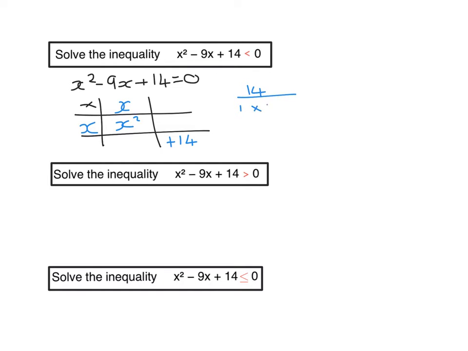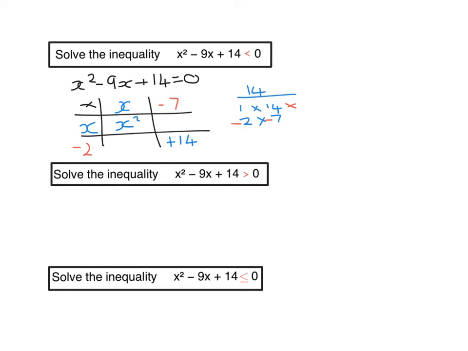So I've got 1 times 14, 2 times 7, 3 doesn't, 4 doesn't, 5 doesn't, 6 doesn't, 7 we start repeating ourselves. I need to pick the pair that's going to make negative 9. So 1 and 14, I can't add or subtract those numbers to make negative 9, so it's not going to be that one. But 2 and 7 I can make negative 9. It means that both of them must be negative. Negative 2 take away 7 is negative 9. Just check: negative 2 times negative 7. Negative times a negative is positive, so that does work. Negative 2 times negative 7 is positive 14.